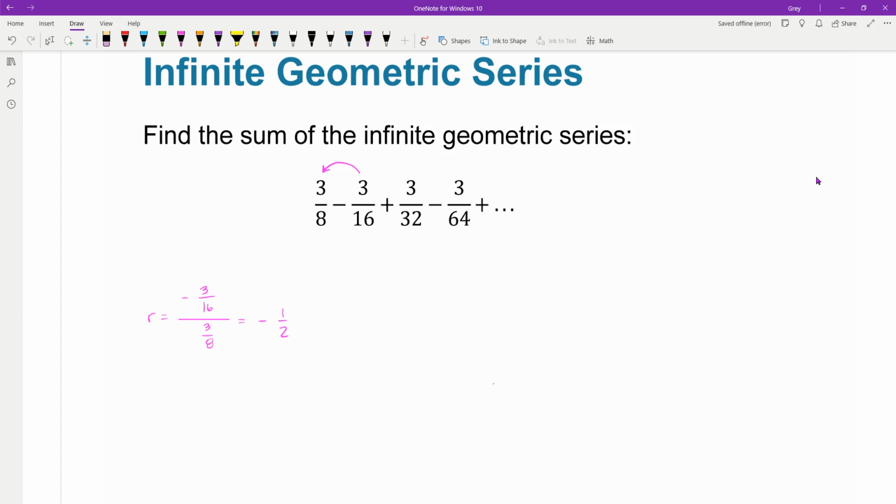So that means I can add these numbers up, this infinite geometric series, using this formula, A sub 1 over 1 minus R. A sub 1 is 3/8. R is -1/2. Again, put it in your calculator and you'll get that the sum of the infinite geometric series is equal to 1/4.